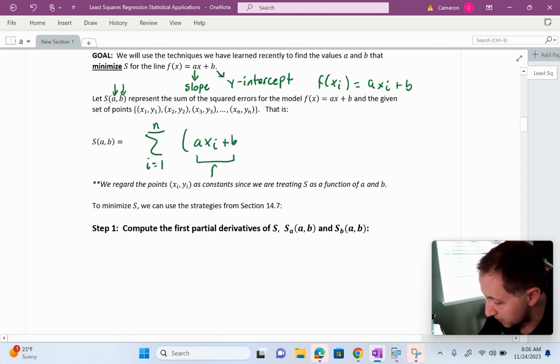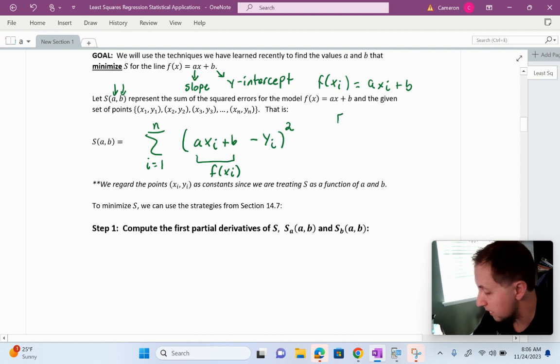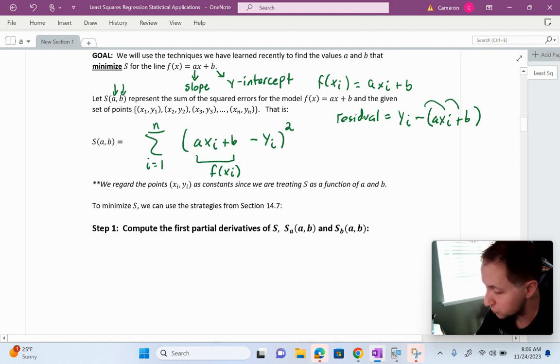So this right here is my f of x_i, and then I was subtracting the actual y value, y sub i, and then I'm squaring it. Remember, for the residual itself, we do the opposite order: the actual minus the predicted, so that would be y_i minus (a x_i plus b). But as you can see, that's going to lead to more negative signs than we want. Since we're squaring, the order that we subtract in doesn't matter for minimizing this function.